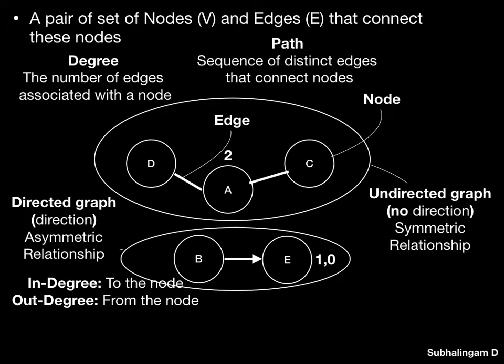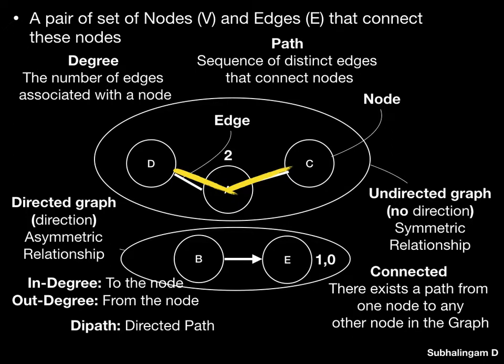Next, we will look into what a path means. A path is nothing but a sequence of distinct edges that connect nodes. So in the top graph, we have a path from D to C like this. And a path in the case of a directed graph is called a dipath. In this directed graph, there is a path from B to E, but there is no path from E to B.